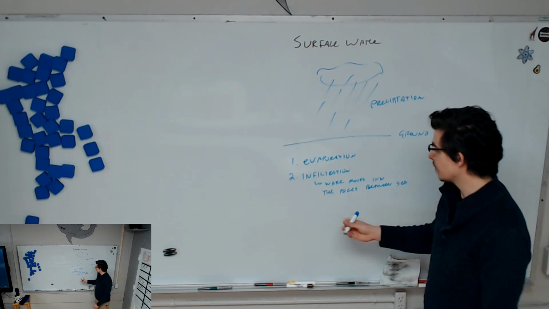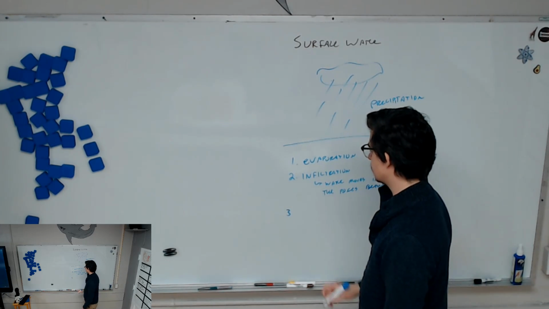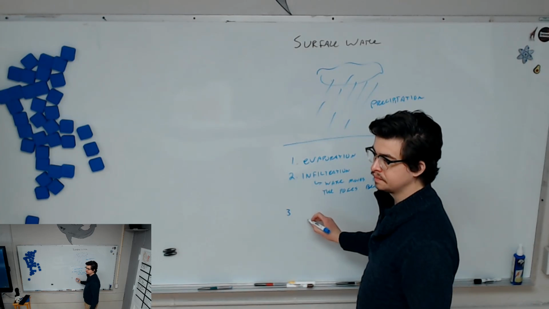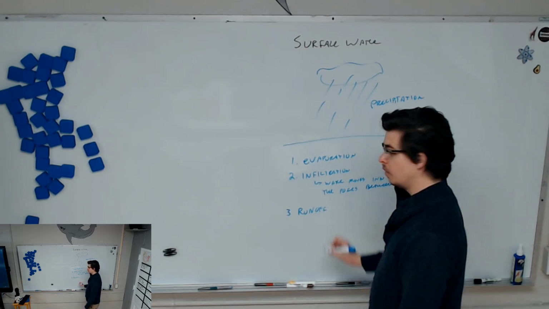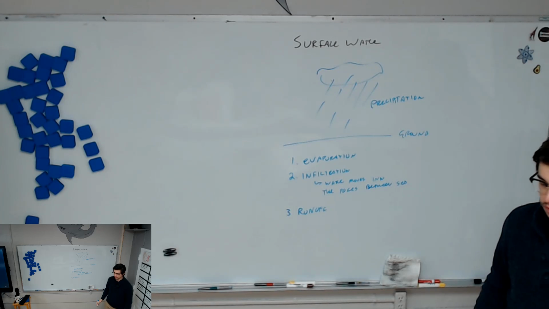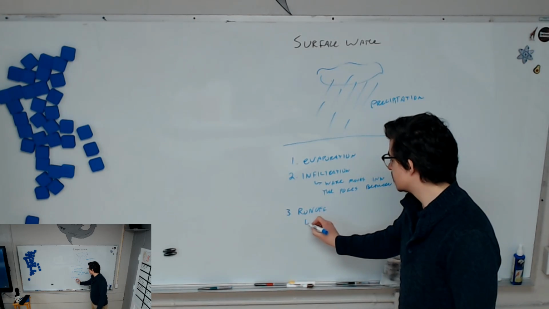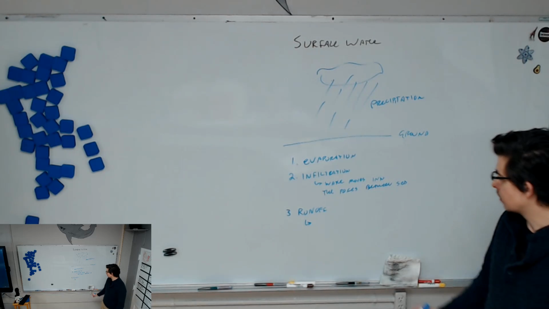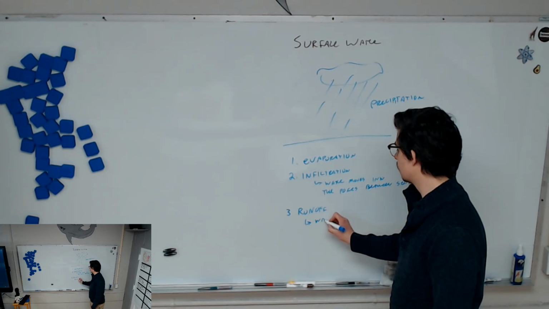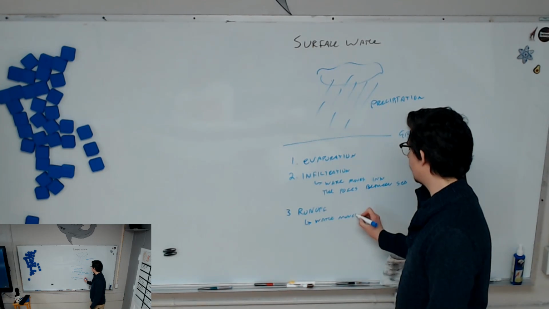Same thing happens here. And then the third thing is when it does what? Right, and we call this runoff. When it moves to somewhere else, that's called runoff. And usually this is because it's on a what? Slope, generally. Runoff. The water moves elsewhere.